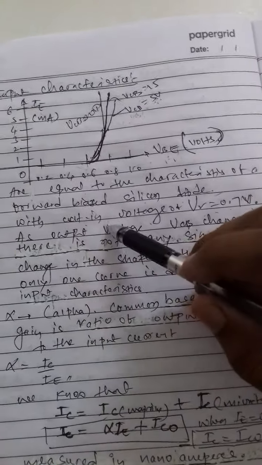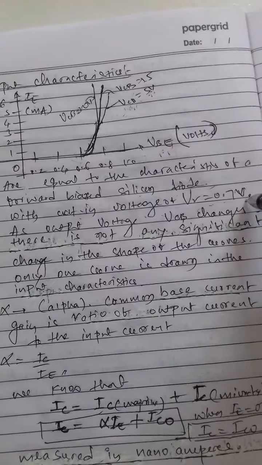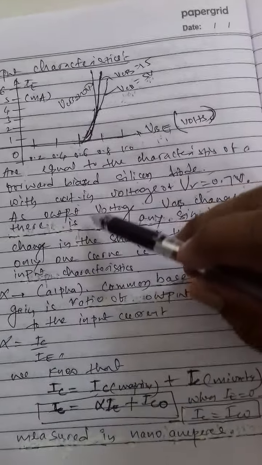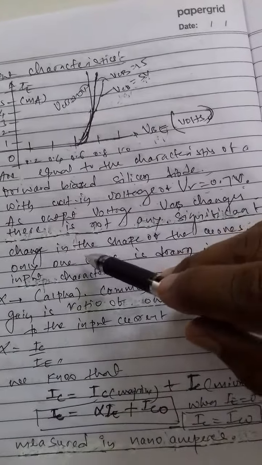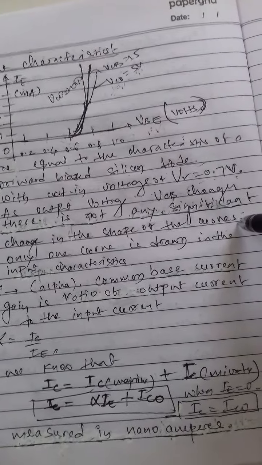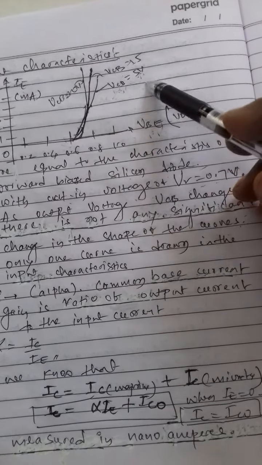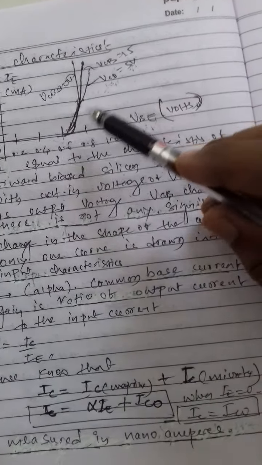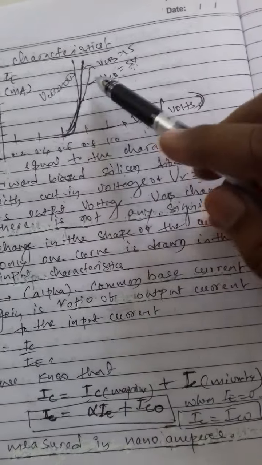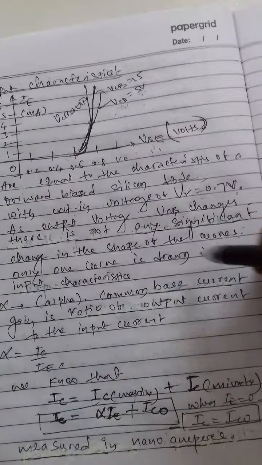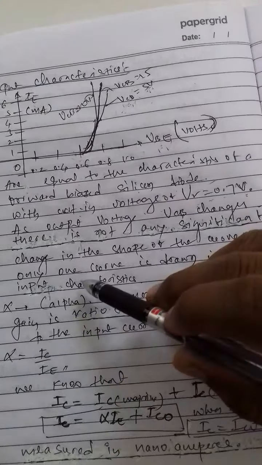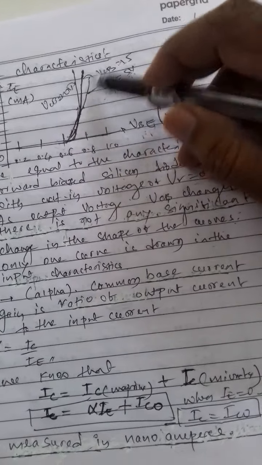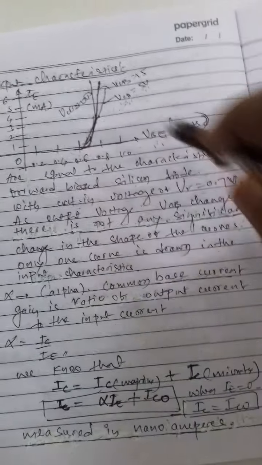It is a forward biased silicon diode with cut-in voltage V gamma equal to 0.7 volts. As the output voltage VCB changes, there is no significant change in the shape of the curves. So instead of drawing different curves for different values of the output voltage, only one curve can be drawn for the characteristics.